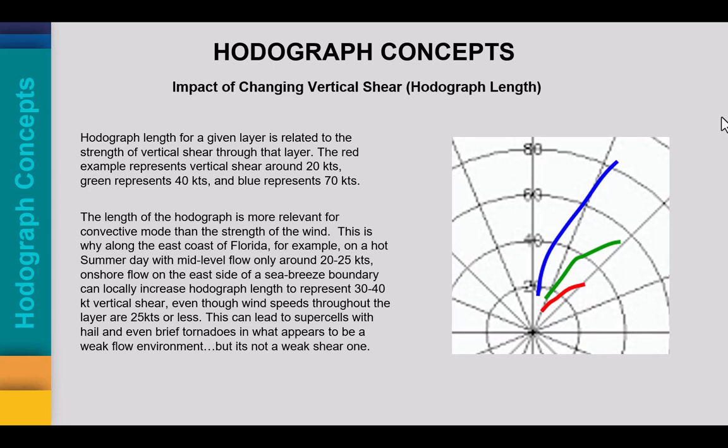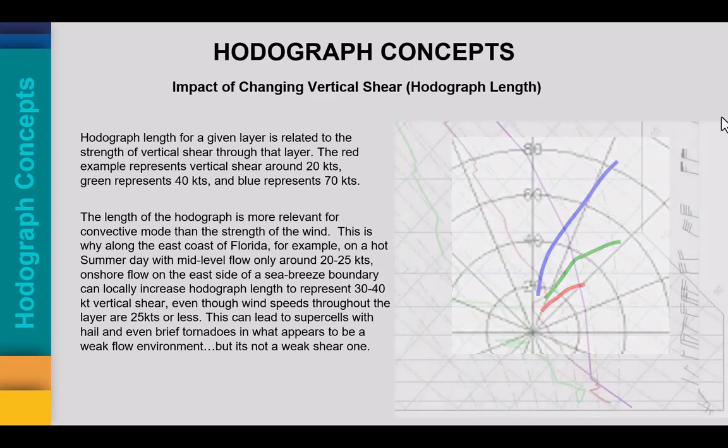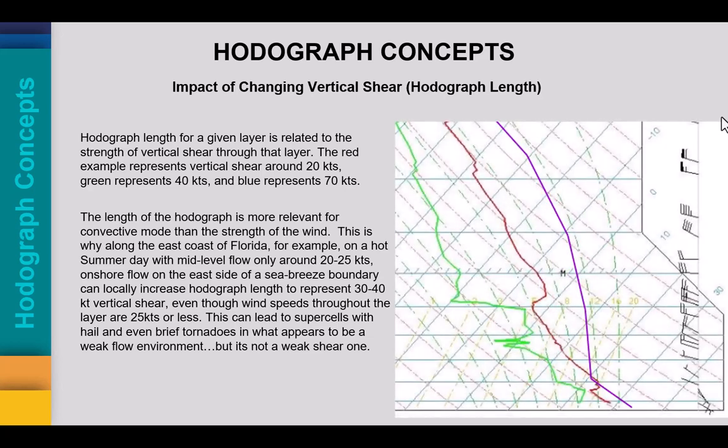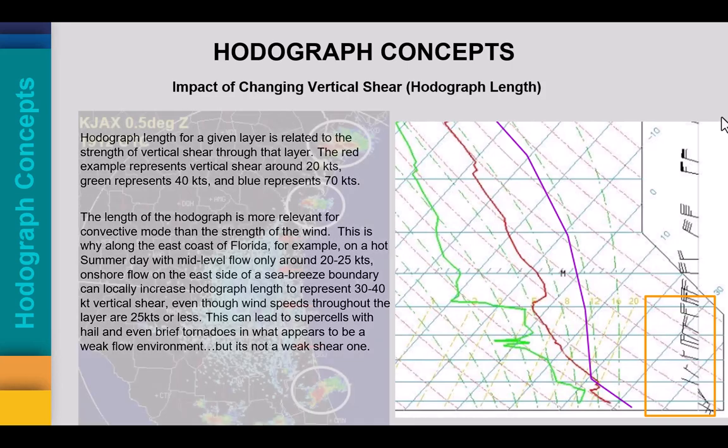This is why along the east coast of Florida, for example, on a hot summer day with mid-level flow only around 20 to 25 knots, onshore flow on the east side of a sea breeze boundary can locally increase hodograph length to represent 30 to 40 knots of vertical shear through the layer, even though wind speeds throughout the layer are 25 knots or less, as you see in this example. This can lead to supercells with hail and even brief tornadoes in what appears to be a weak flow environment, but it's not a weak shear one.